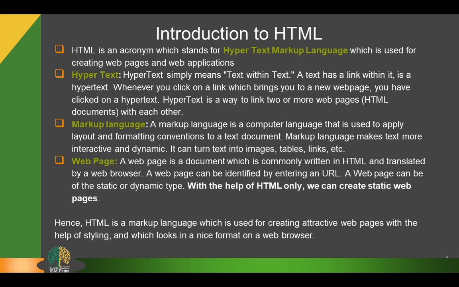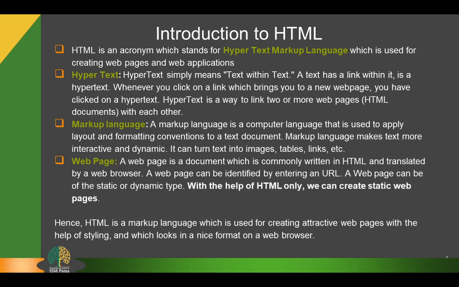As hypertext markup language works on the concept of linking documents from one link to another, it is referred to as hypertext. The next term is markup language. A markup language is a computer language which is used to apply layout and formatting conventions to a text document. It makes text more interactive and dynamic. It can turn text into images, tables, links, etc. Markup language provides the facility to structure your document in a page. That means a web page.